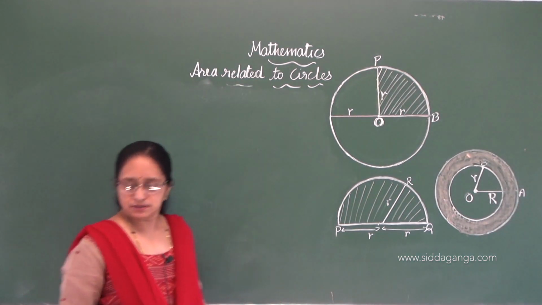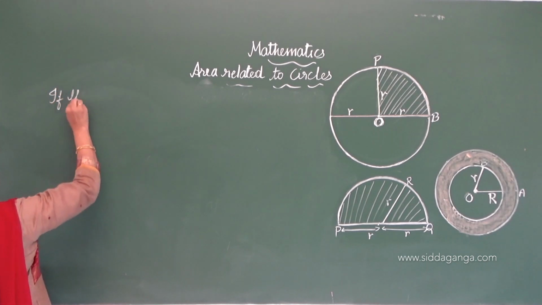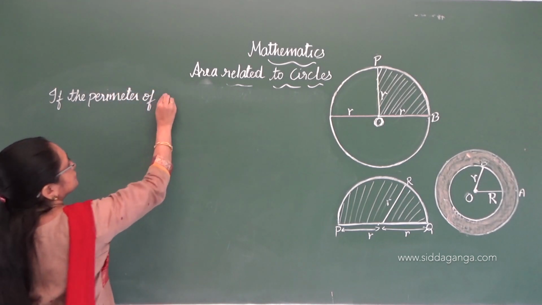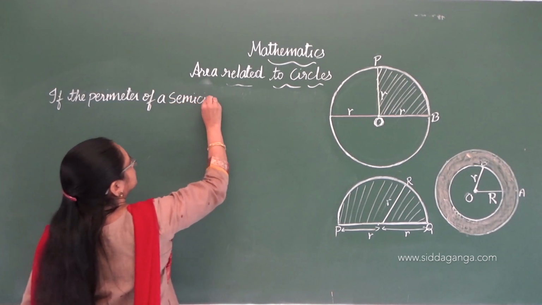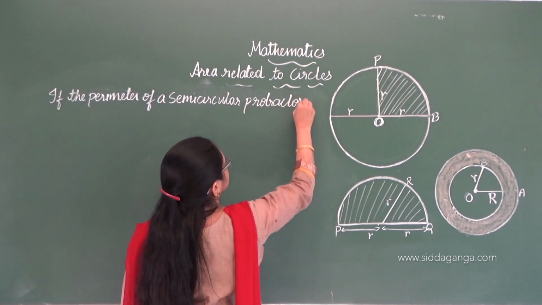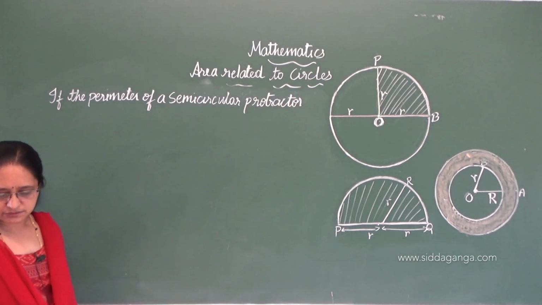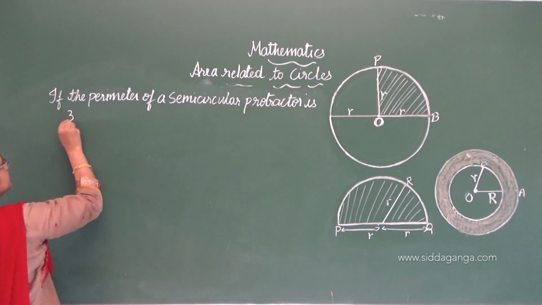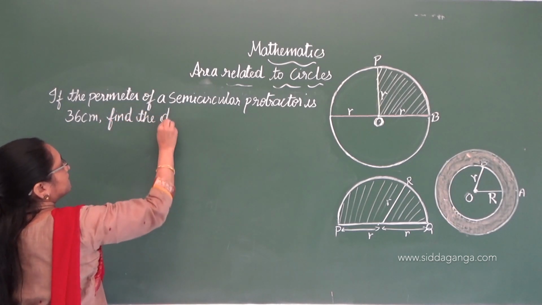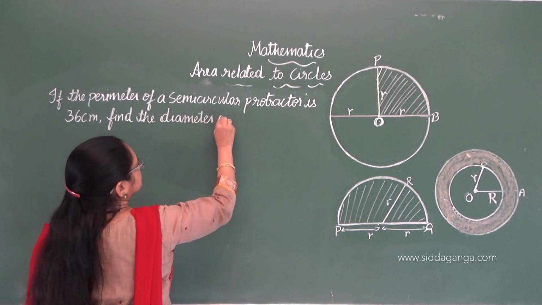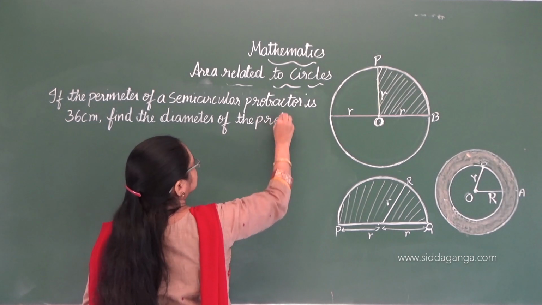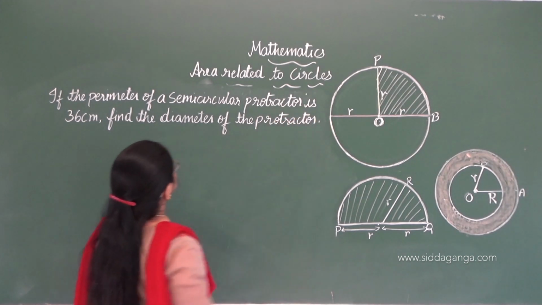Okay, let us see one more example. If the perimeter of a semicircular protractor is 36 centimeter, find the diameter of the protractor. Okay, so let us find out the diameter of the protractor.